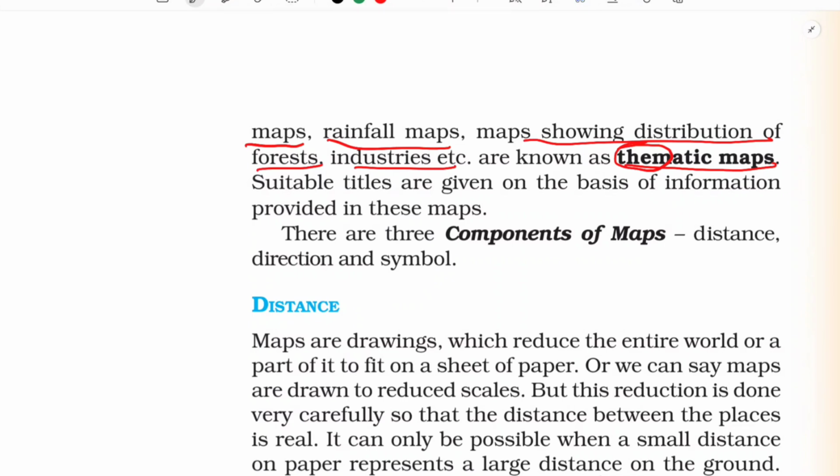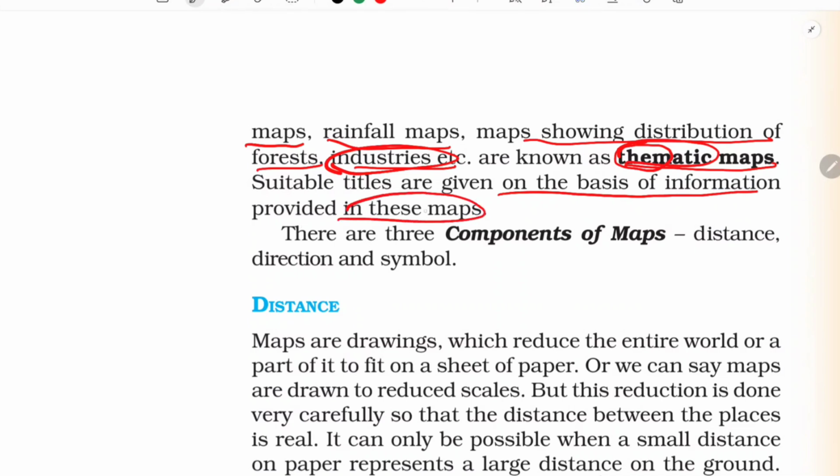Okay, the monsoon map, we can say, isn't it? Or the forest map, the distribution of forest, the greenery areas where more greenery is there, you can see. Or about industries, where industries are located. So these are known as thematic maps. Suitable titles are given on the basis of the information provided in the maps.